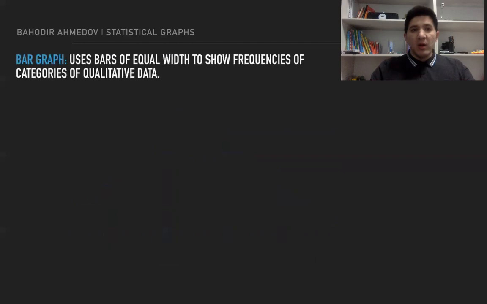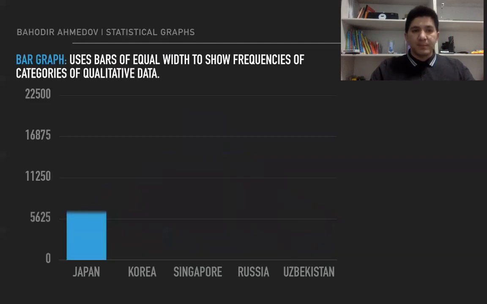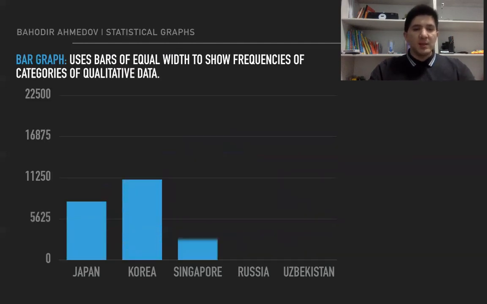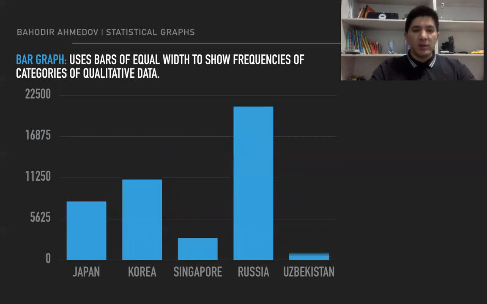Another type of graph is called the bar chart, which is very similar to the histogram. This graph shows us the number of cases of a certain disease in different countries. In Japan, I've got about 7,000 cases of this disease. In Korea, it's about 11,000. In Singapore, about 3,000. In Russia, 20,000. In Uzbekistan, about 1,000 cases.